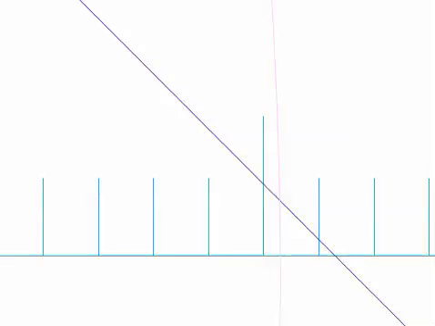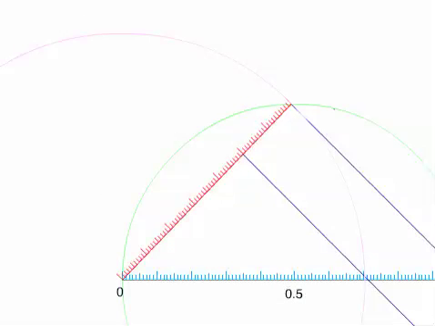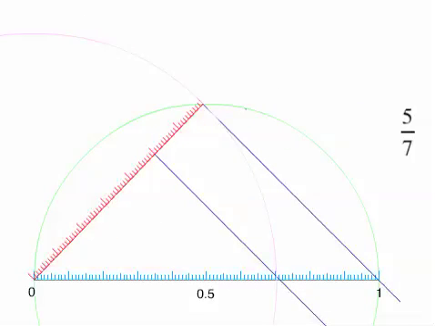Let me zoom out. All right, and that's it. That's method number 2, to find a fraction on a number line exactly.